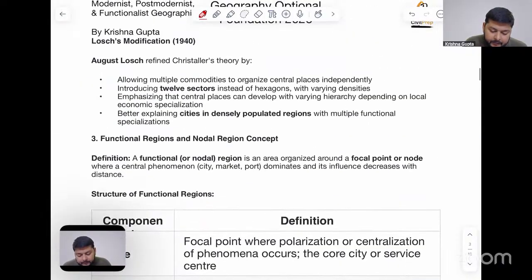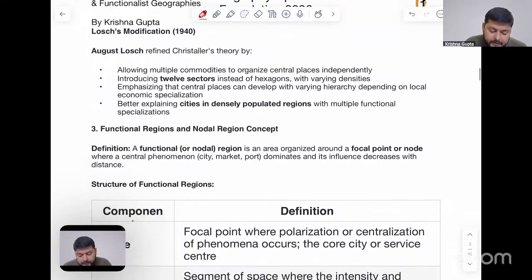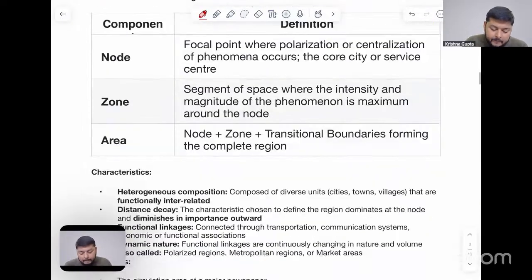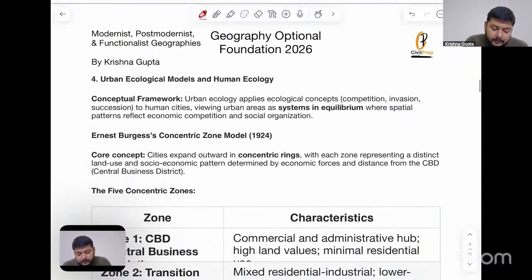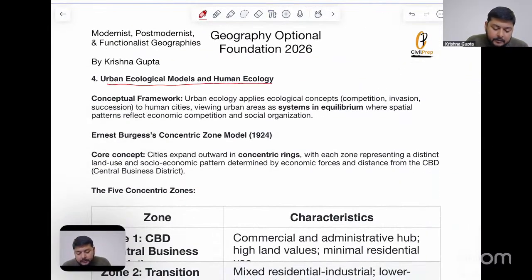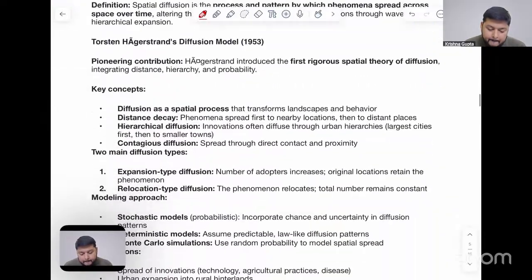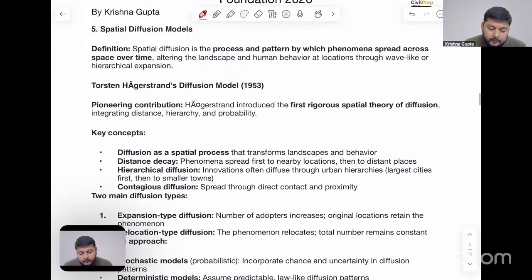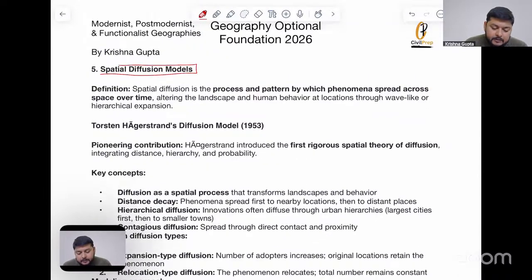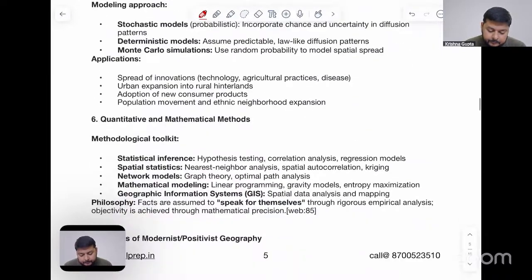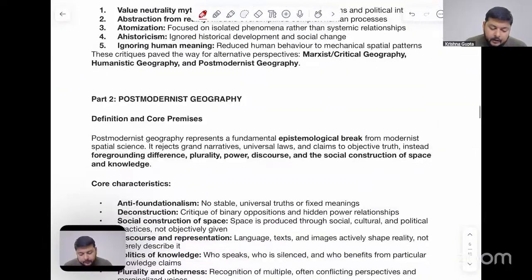Then we have to see here the functional regions and the nodal concept region. This will be covered in future. Then urban ecological models and human ecology. This will also be covered in future. Okay, spatial diffusion model. This will also be covered in future. Now, the second part comes here, that is the postmodernist geography. This also we have covered in the very well section.